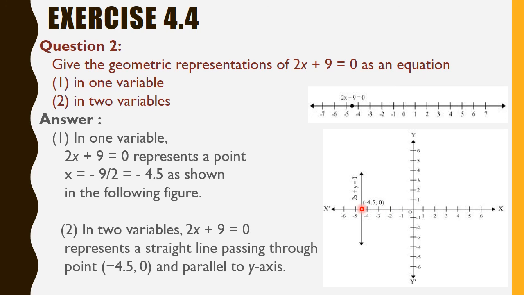For y equals 1, x will again be -4.5. So the points will be (-4.5, 1), (-4.5, 2), (-4.5, 3), and so on, both in the positive and negative direction. So here we can see this line right here is actually parallel to the y-axis.